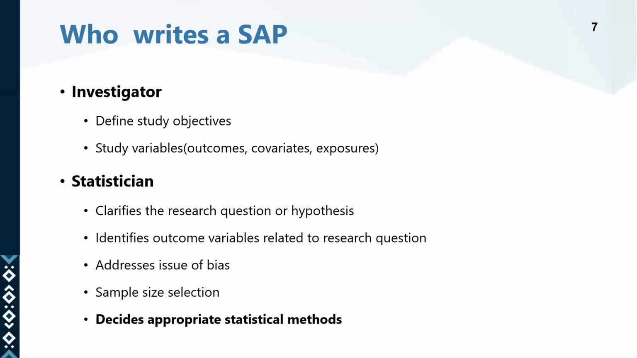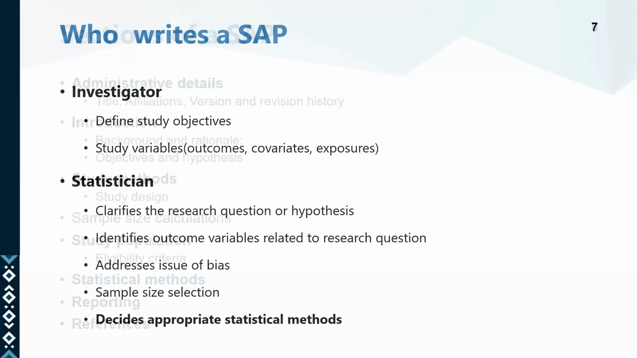The investigator will have to define clearly the objectives of the study and also clearly bring out the study variables. The statistician on his own will clarify the research question or hypothesis, identify the outcome variables related to the research question, address issues of bias, make sure the sample size calculation is well done, and also decide on the appropriate statistical methods that are going to be used for the analysis.